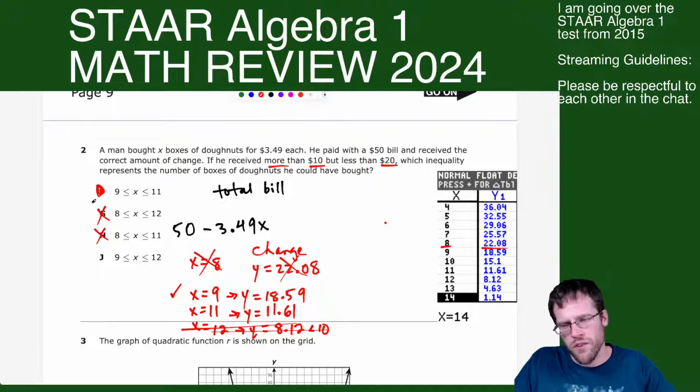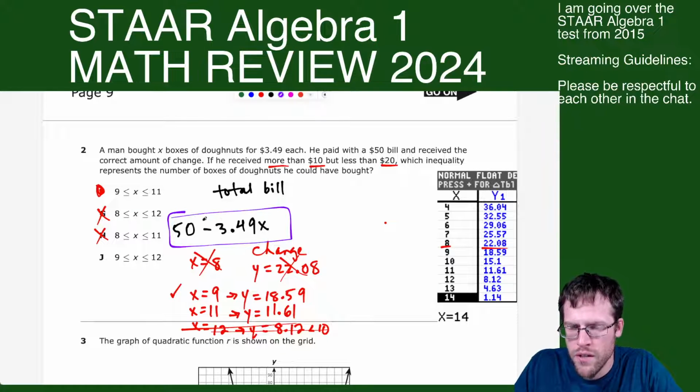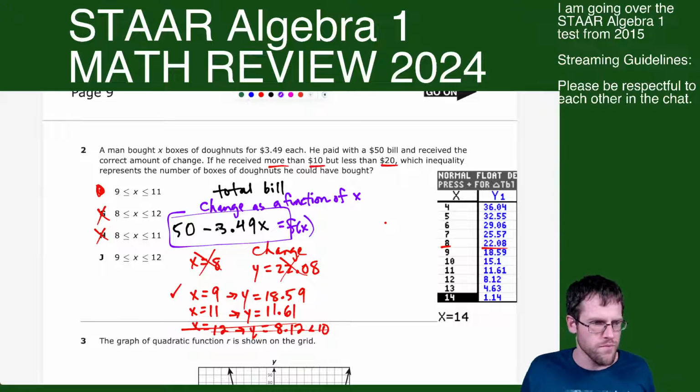I would say this one, though, for sure, the calculator is your best bet. The real challenge, though, is coming up with the function yourself for the change. Okay, this represents the change as a function of x. Okay, so as a function of x. And if you want to name this f of x, you can. You can say this is equal to f of x. You could say it's equal to y, but it is a function.